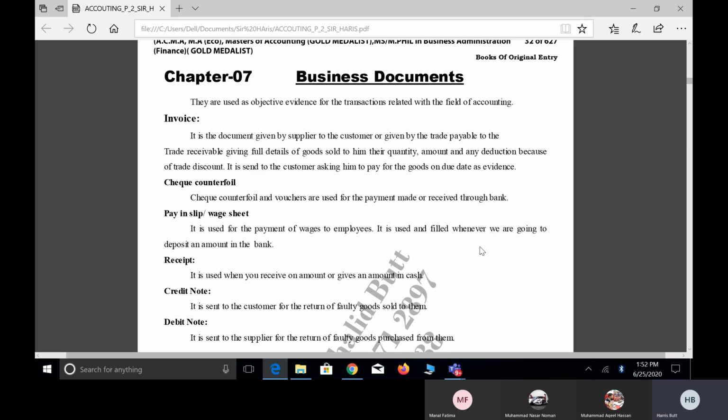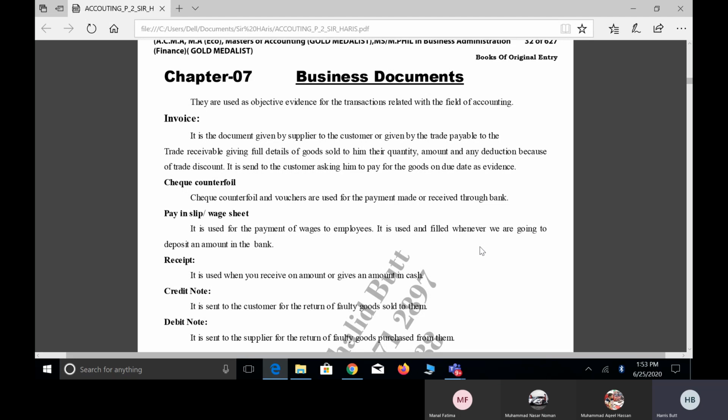I will receive the document and it becomes my evidence, which I keep with me, so that on the due date I can show the customer that evidence: you made a commitment with me, you purchased that amount of goods from me, and now you are supposed to make the payment on the date committed. That is the purpose of an invoice.